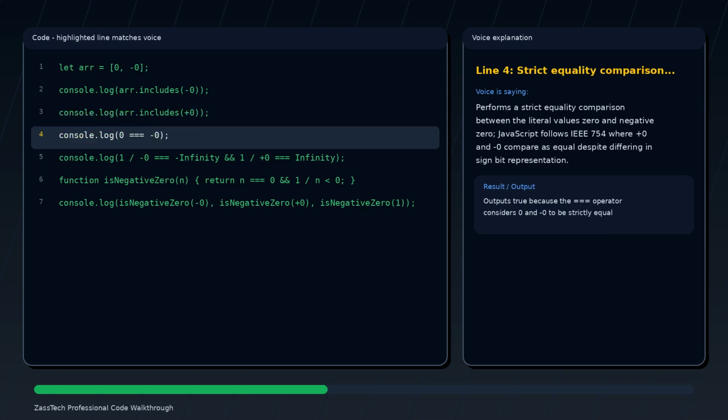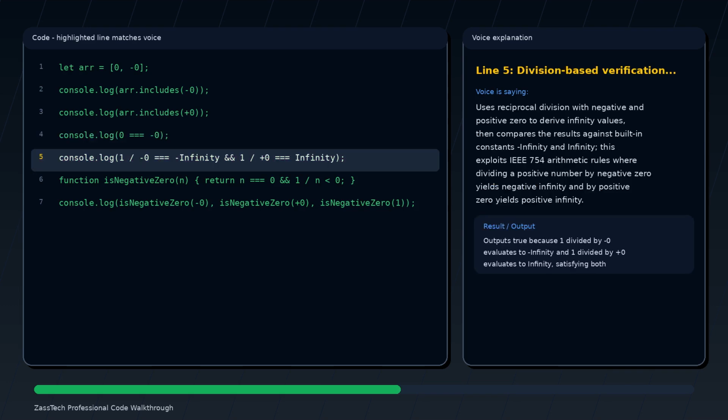Performs a strict equality comparison between the literal values 0 and -0. JavaScript follows IEEE 754, where +0 and -0 compare as equal despite differing in sign bit representation.